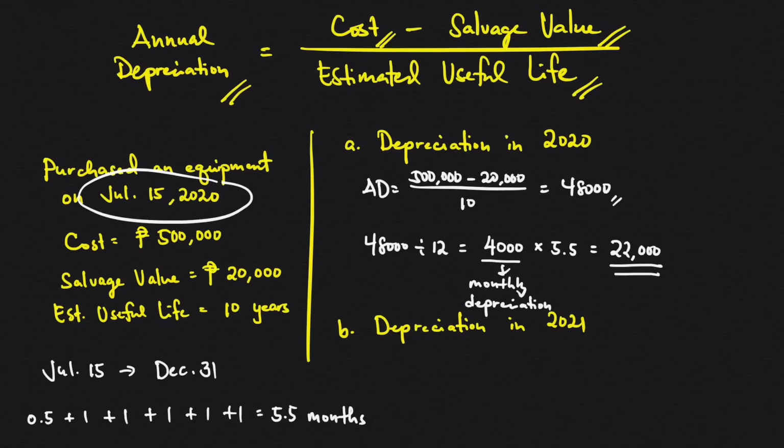How about the depreciation in 2021? The answer here is actually 48,000. Why? Because in 2021, the depreciation ran from January 1, 2021 to December 31, 2021. And that's 12 months, so we don't need to do the procedure we did earlier.